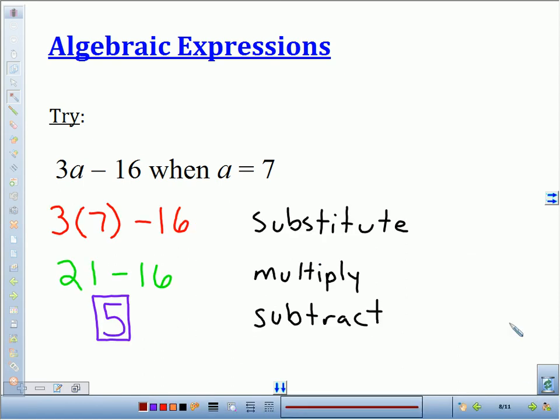All right, here is the answer. The final answer was 5. As you could see, I had to substitute and multiply and subtract to get down to the 5 answer. I didn't have to do any parentheses or exponents. I didn't have to do any division or addition because they weren't there.